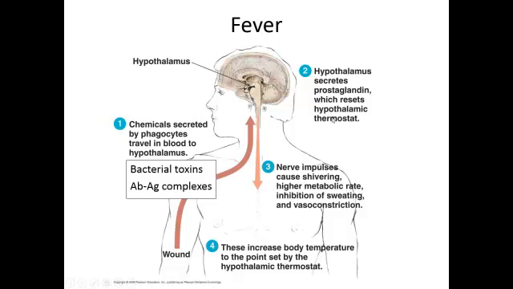So it releases prostaglandin. Now you remember that prostaglandin is also an inflammation mediator, causes dilation of blood vessels. This resets the hypothalamic thermostat. So in other words, your core temperature goes up. This is what we call a fever.